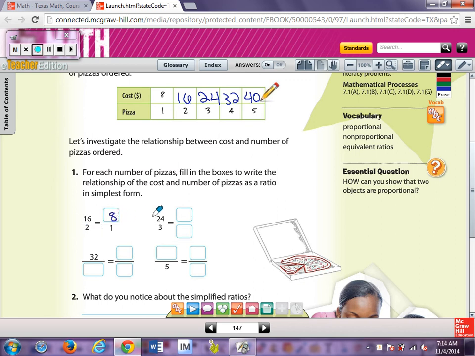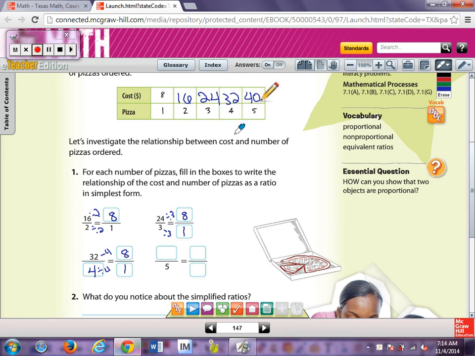Over here, we have the next order from up here, $24 for 3 pizzas. If we simplify this fraction, and I can divide both sides by 3, we get 8 to 1. Here, I just cut everything in half. I divided by 2. Our third order possibility was $32 for 4 pizzas. $32, 4 pizzas. What's the biggest number that goes into 32 and into 4? Well, that would be 4. So I will divide both the top and the bottom by 4. And I get 8 over 1 again.